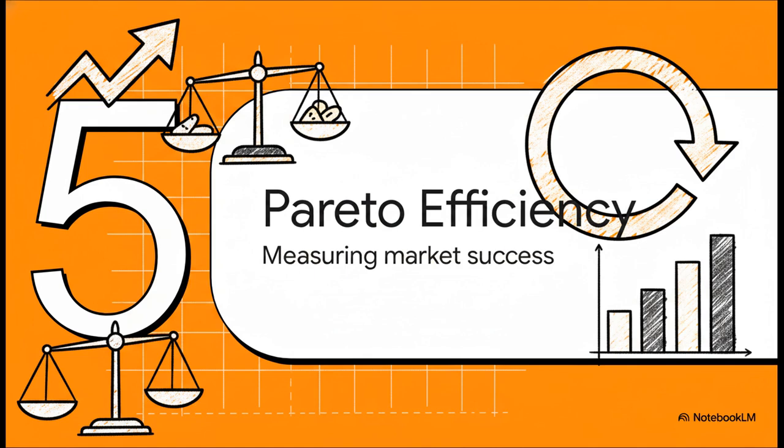Finally, Section 5, Pareto efficiency and the long term. Let's figure out how economists actually judge which of all these different allocation methods is the best. I mean, how do we even measure success here?